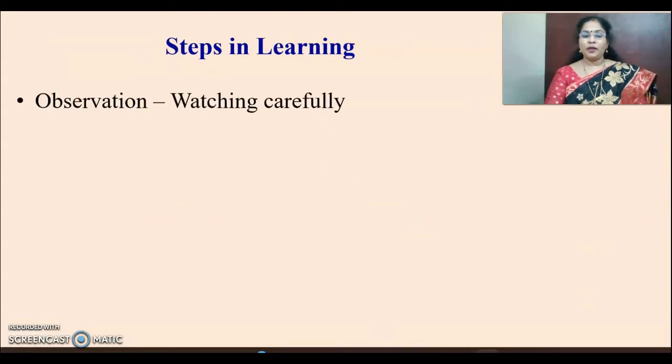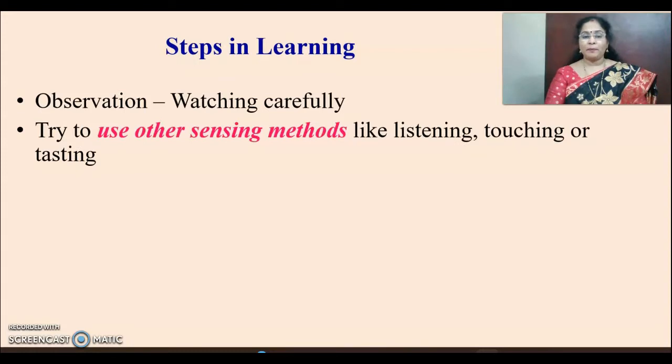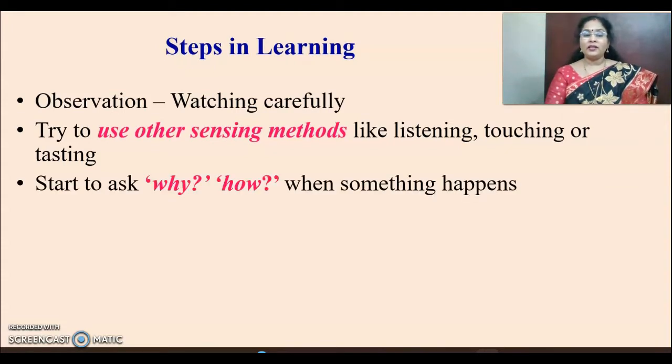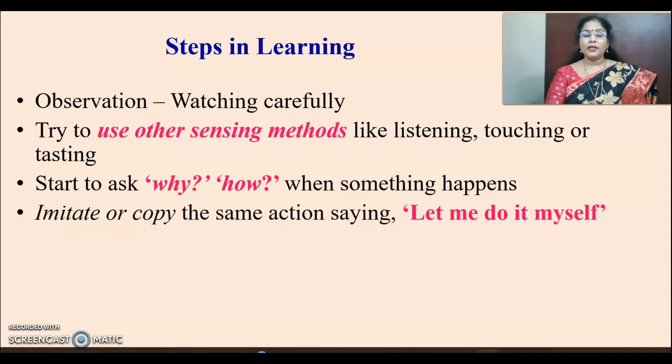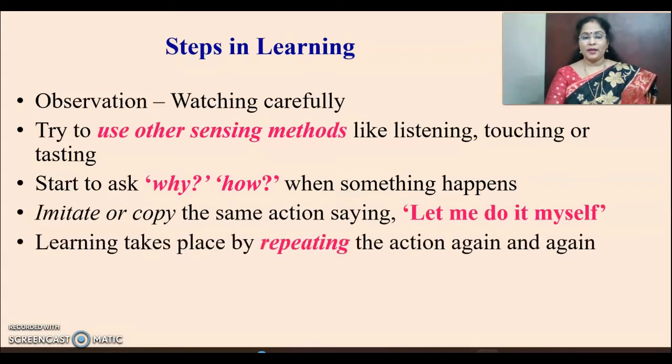These are the steps of learning. First, the child observes, watches carefully what is happening. Then tries to use the sense organs and sensory methods like listening, touching, and tasting. Then starts to ask why, how, why not, and all when something happens. And imitates or copies the same action, saying, let me do it for myself.